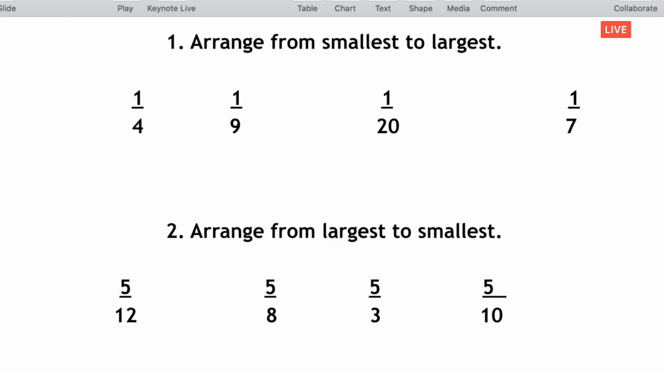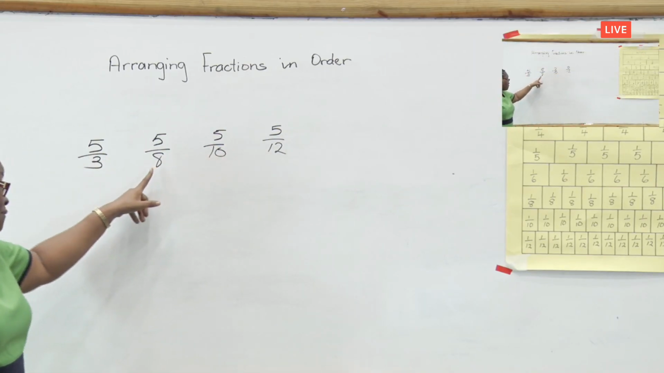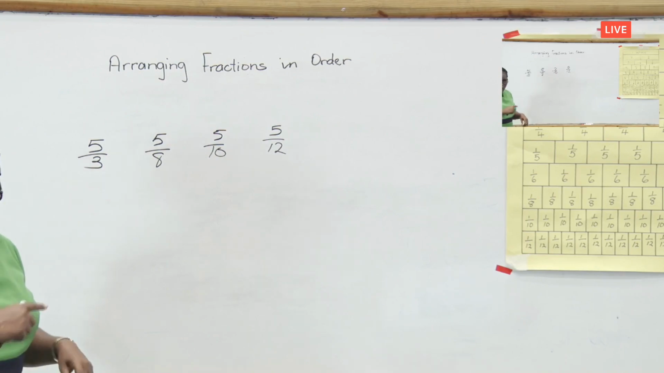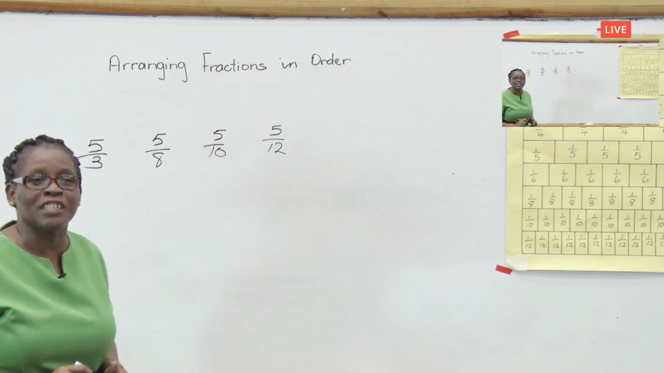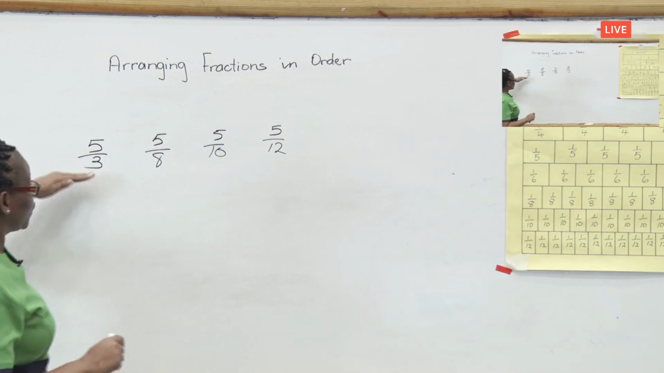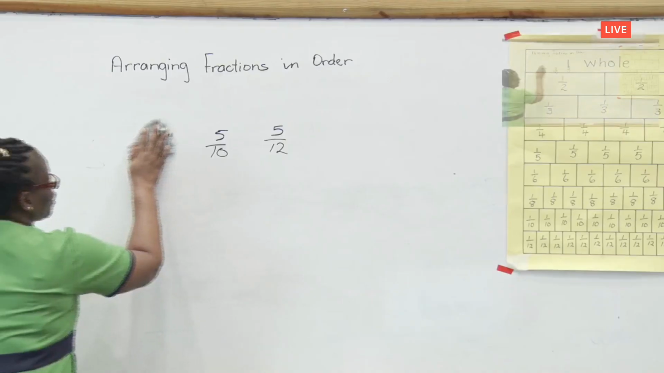So this would be the biggest fraction. This is the biggest fraction, and this is the smallest fraction. So we are going in descending order. We are going from the biggest to the smallest. So if you have 5/3, 5/8, 5/10, 5/12, then your answer is correct. If you have 5/12, 5/10, 5/8, and 5/3, it means you would have gone the other way around. So you would have gone in ascending order, but the question was for descending order. So this is your correct answer.